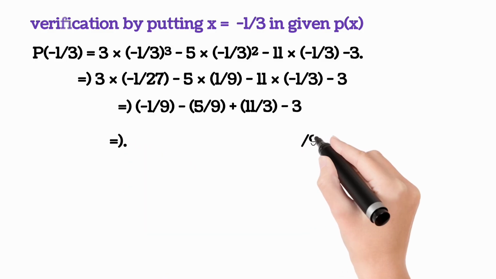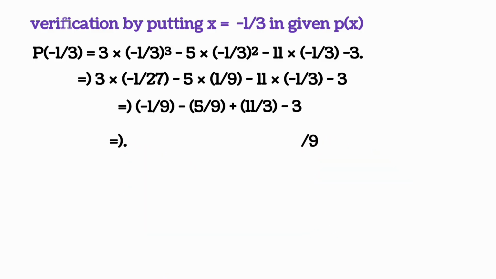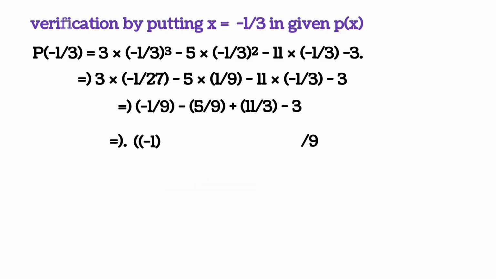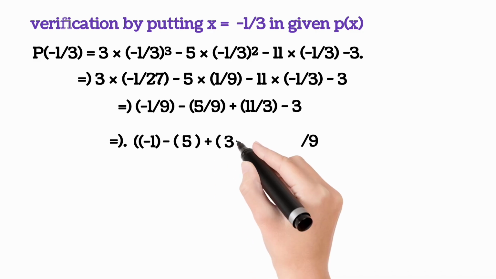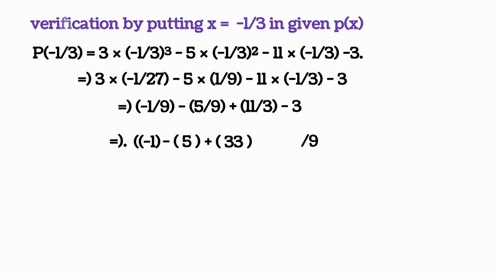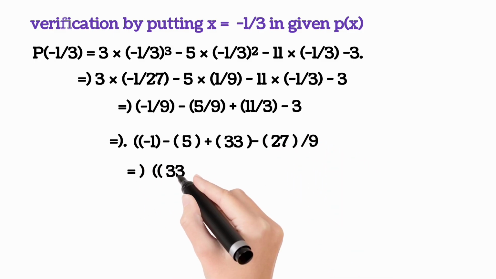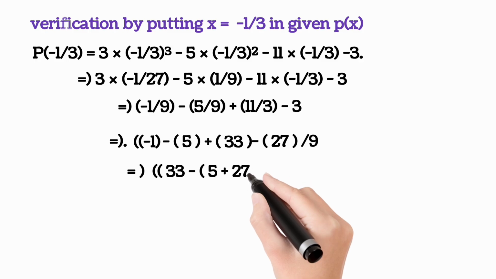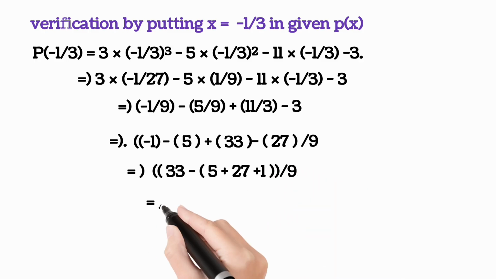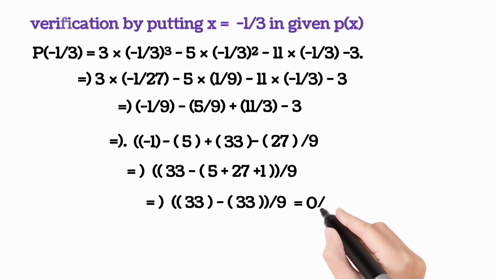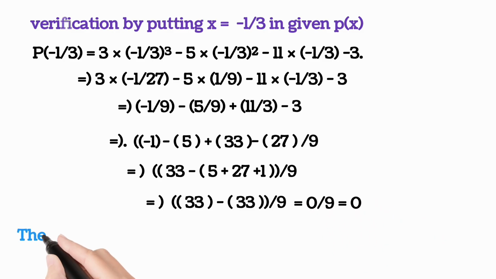Now take the LCM, that is 9. 9 divided by 9 we get 1, and multiplying with minus 1 we get minus 1. Now 9 divided by 9 is 1, and multiplied with minus 5, that is minus 5. Now 3 into 3 is 9, and 11 into 3 equal to 33, minus 9 into 3 is 27. Now we get 33 minus 5 minus 27 minus 1 divided by 9, that is equal to 33 minus 33 divided by 9, that is equal to 0 by 9, and that will come 0.